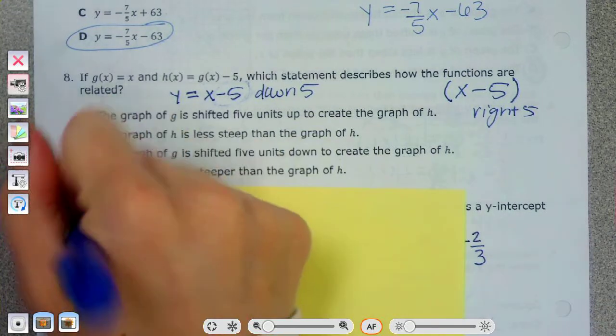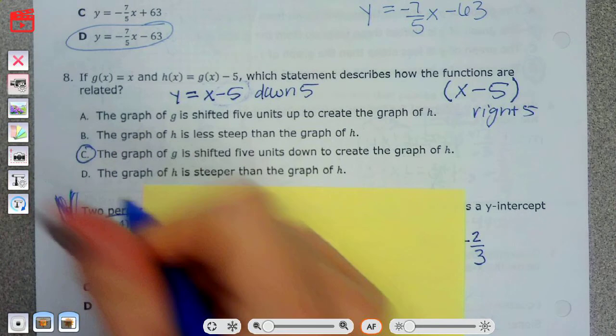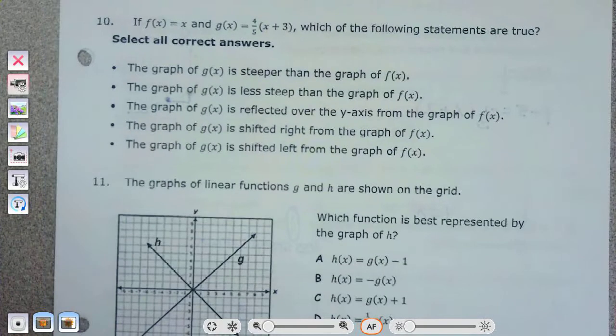All right, number 9, I want you to cross off. You do not need to do number 9. Cross it off. Okay, next, let's go to number 10. Again, do not do number 9.